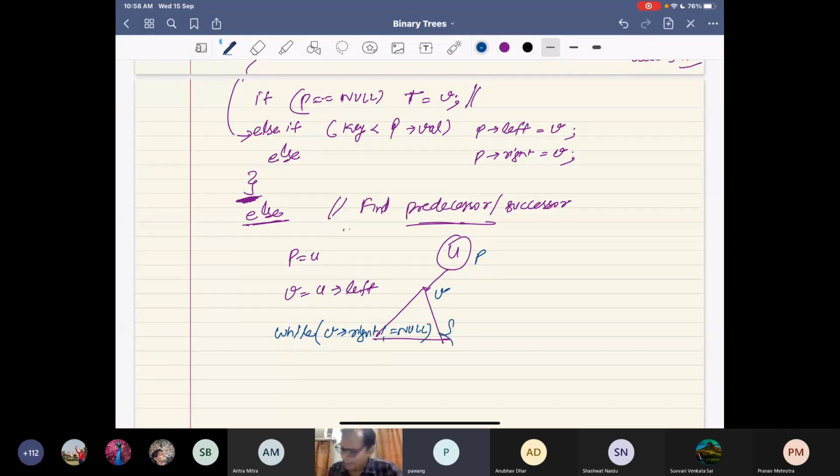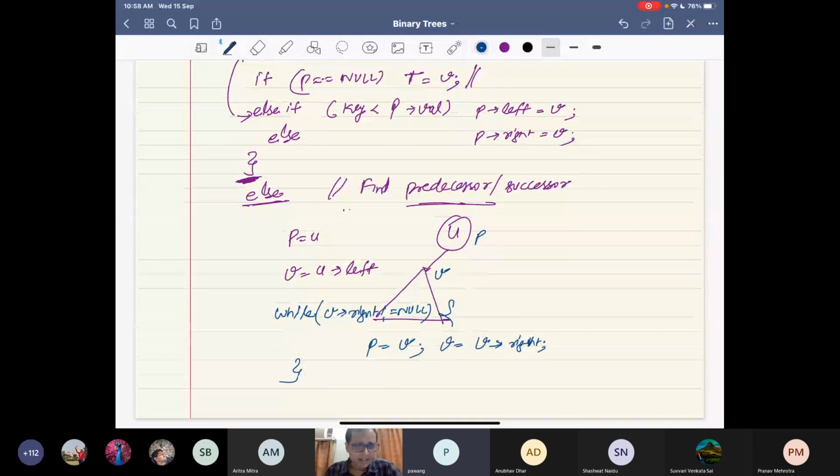Then what I do, I say, okay, let's keep on using P and V. So P becomes V, and V becomes V dot right. Okay, makes sense. So this will give me at the end what is that actual largest value. Once I find that V, V will be the rightmost element here, then I can replace the value of U with the value of V. So I can say, U val equals V val. That is just replacing the key.